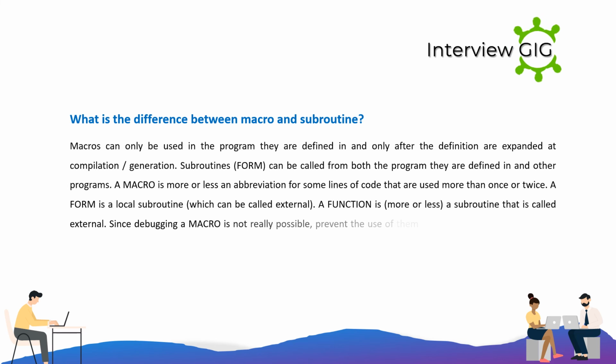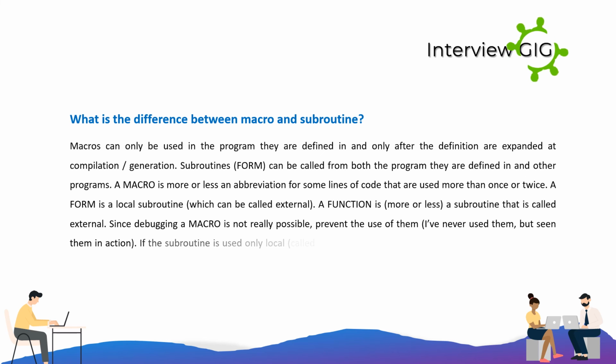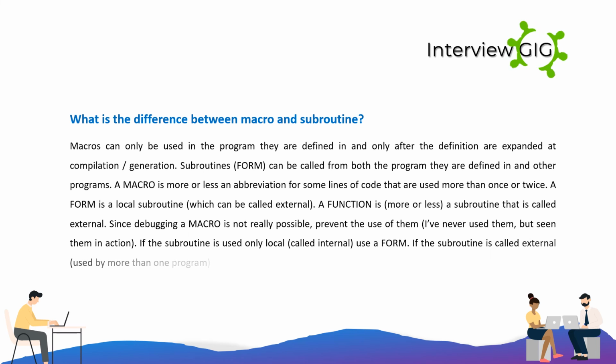Since debugging a macro is not really possible, prevent the use of them. I've never used them, but seen them in action. If the subroutine is used only local, called internal, use a form. If the subroutine is called external, used by more than one program, use a function.